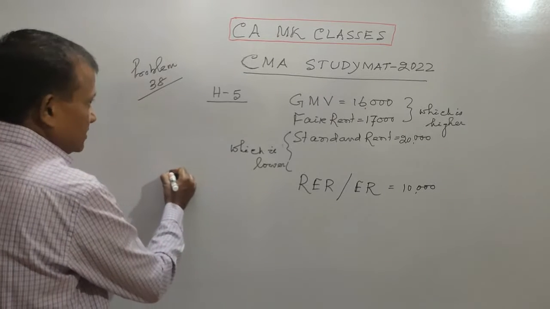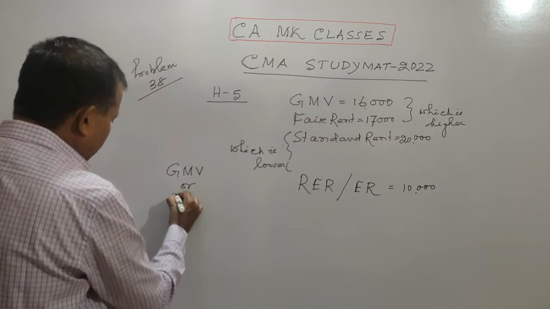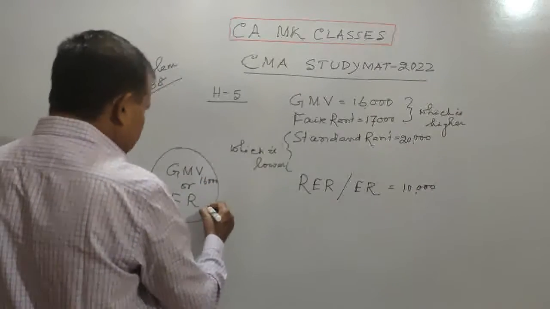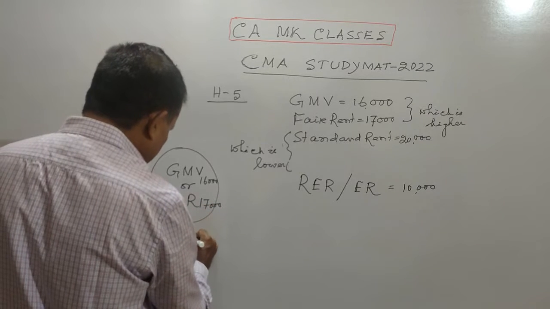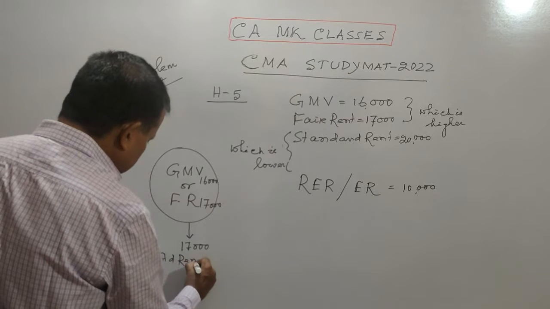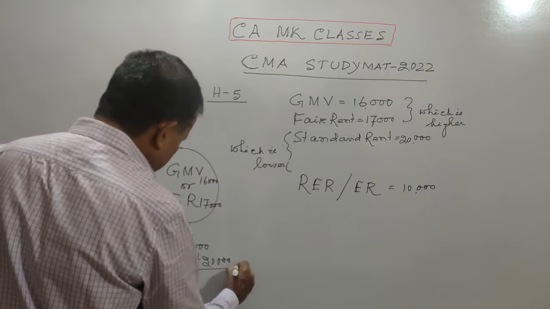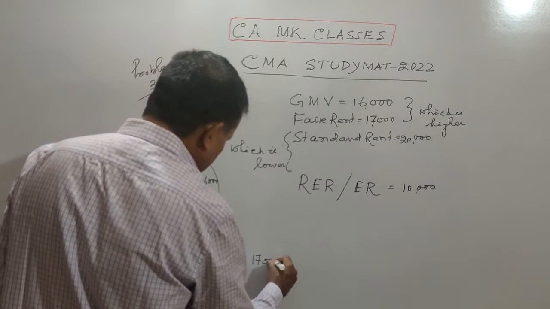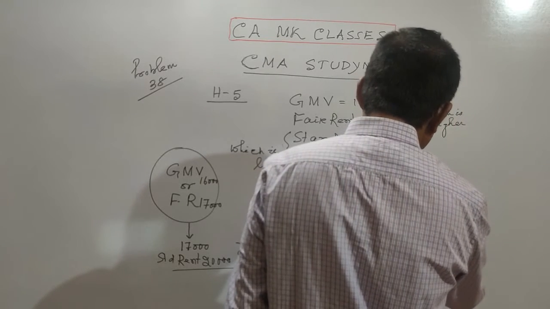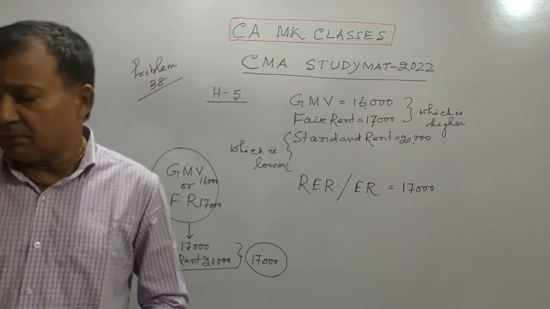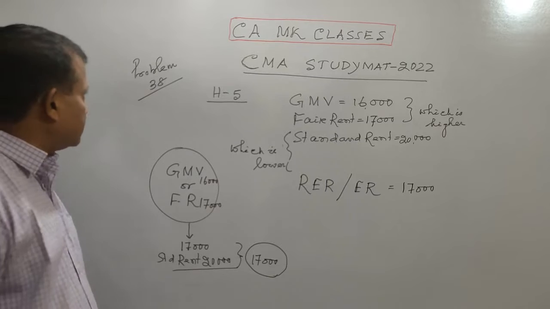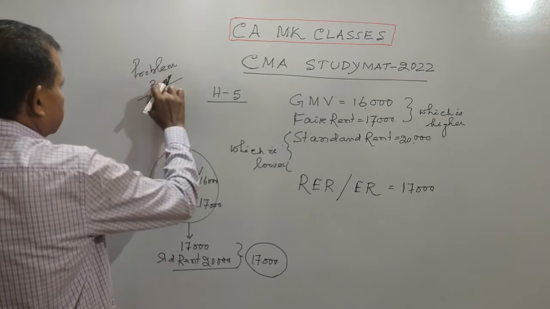In your flow chart, gross municipal value and fair rent, whichever is higher. Gross municipal value is 16,000. Fair rent is 17,000. So whichever is higher, 17,000 comes over here, and this is compared with the standard rent. Standard rent is 20,000, and whichever is lower, so 17,000 is the expected rent. So the reasonable expected rent or expected rent is 17,000. This is the answer for house number 5. Now let us come to illustration 39.